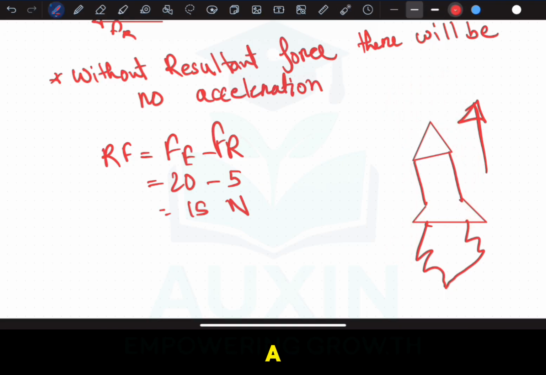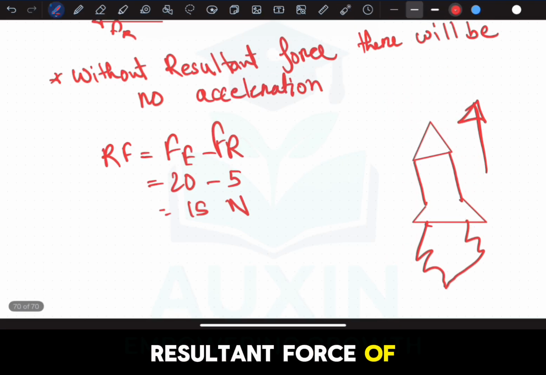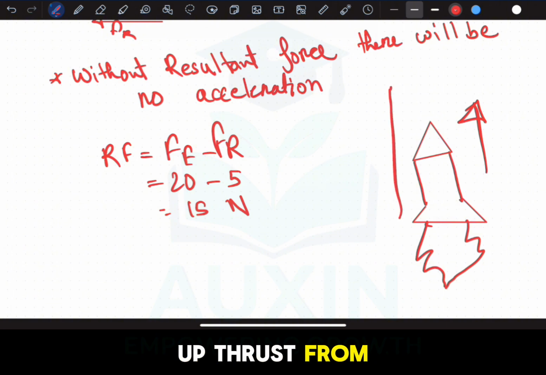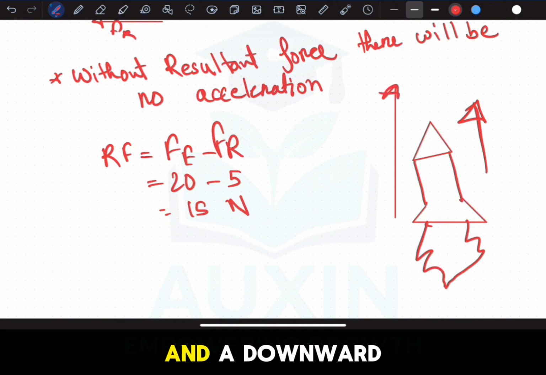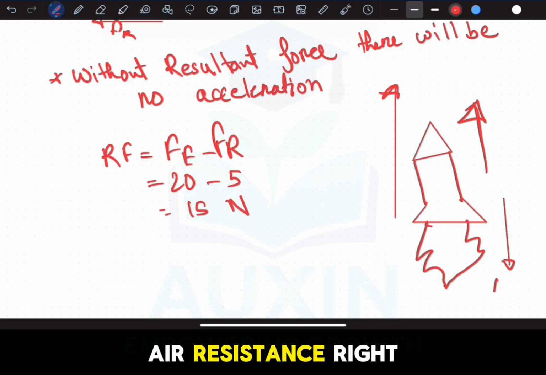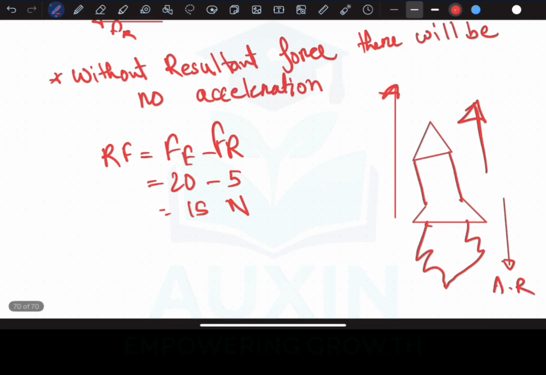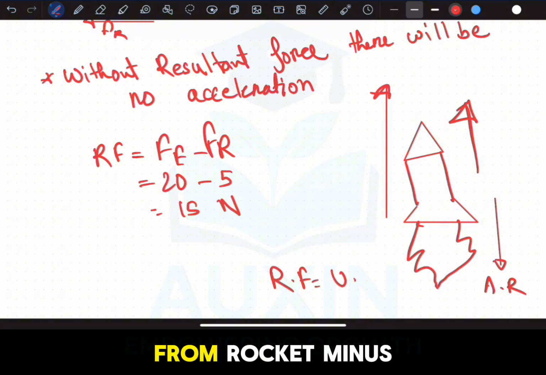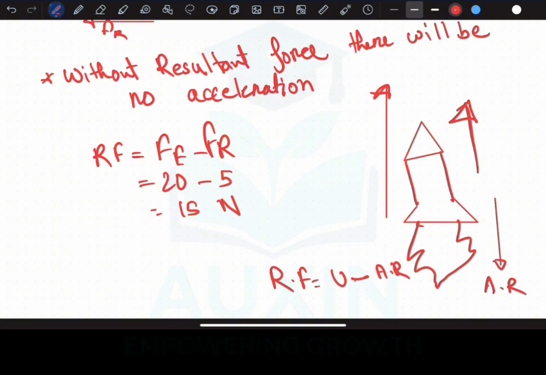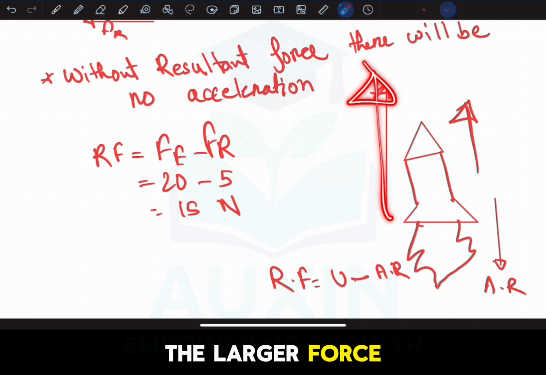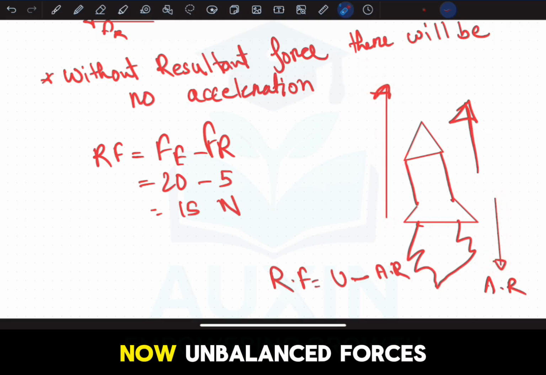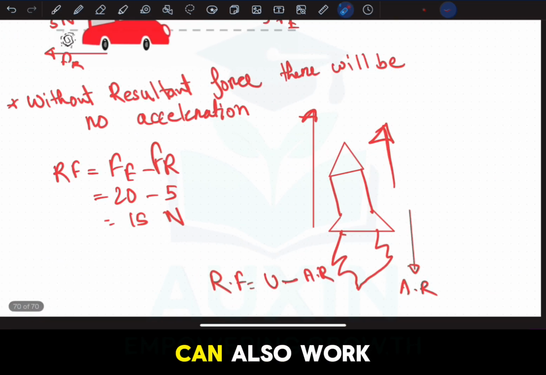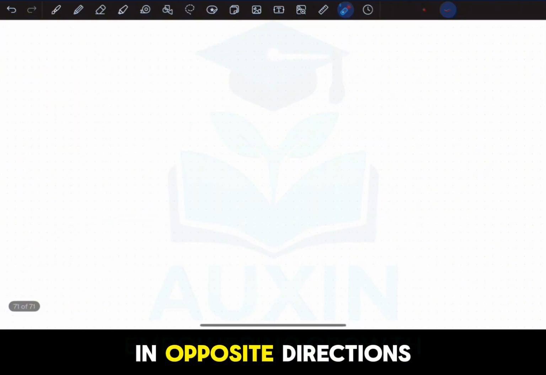So there is a resultant force of what? Upthrust from this rocket engine and a downward force from the air resistance, right? That's why the resultant force will be upthrust from the rocket minus the air resistance. So this is the larger force and this is the smaller force. Now, unbalanced forces can also work in opposite directions.